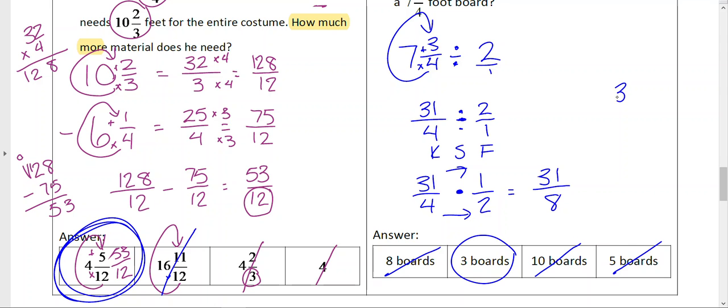And you could also do it by doing long division. 8 goes into 31 only 3 times, which would be 24. And when I subtract those, you get 7 left over. So it only goes in 3 times perfectly, and then I'll have a remainder here, which is okay because it says about.